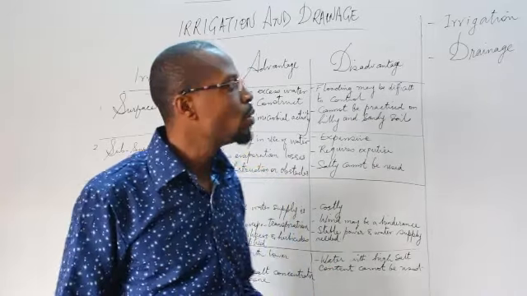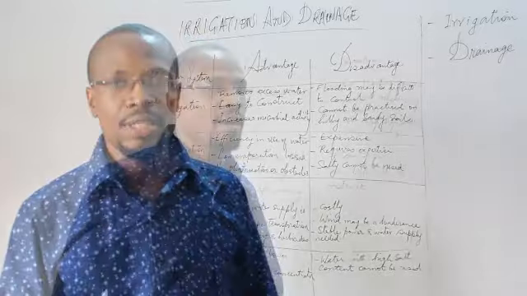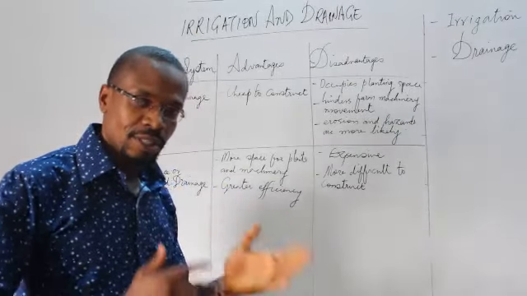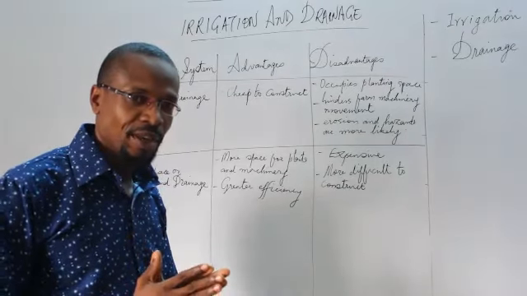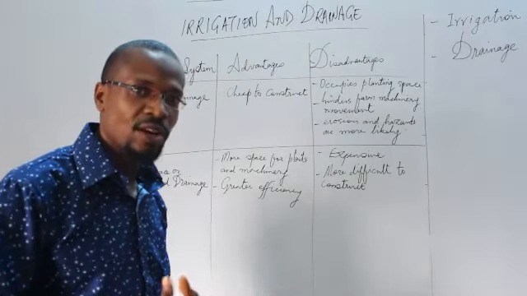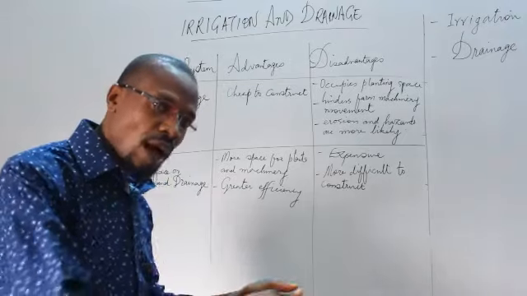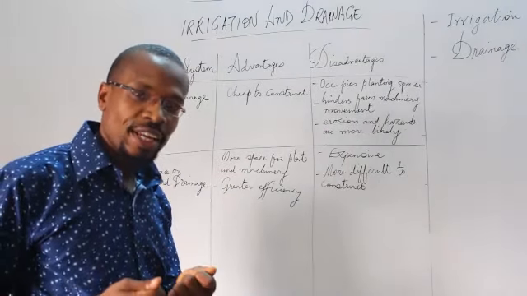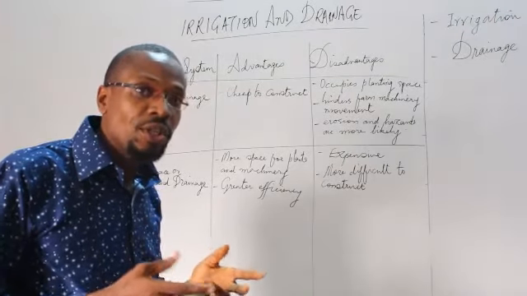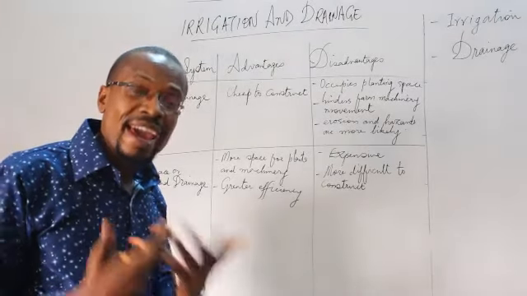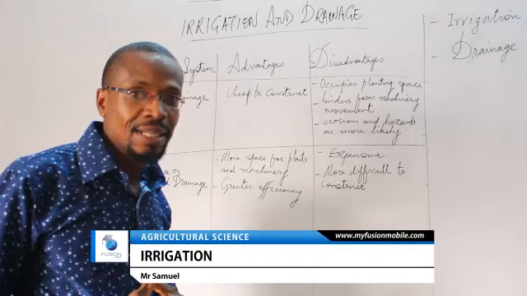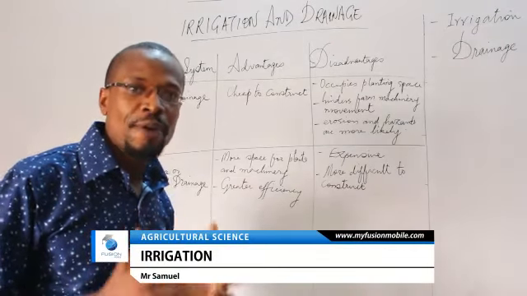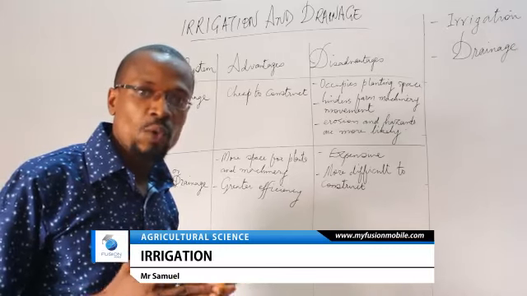Now we will look at drainage system. Drainage, just like we explained earlier, is just the opposite of irrigation. Okay, irrigation, you're introducing water onto the farmland. Drainage, you are withdrawing water from the farmland. So drainage is the artificial withdrawal of excess water from the farmland to make way for better farming activities.